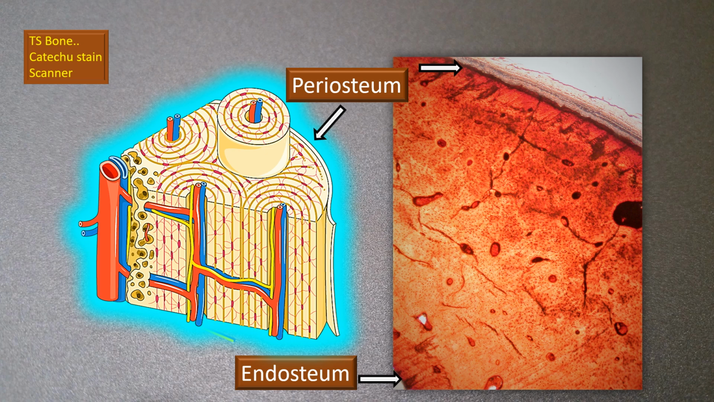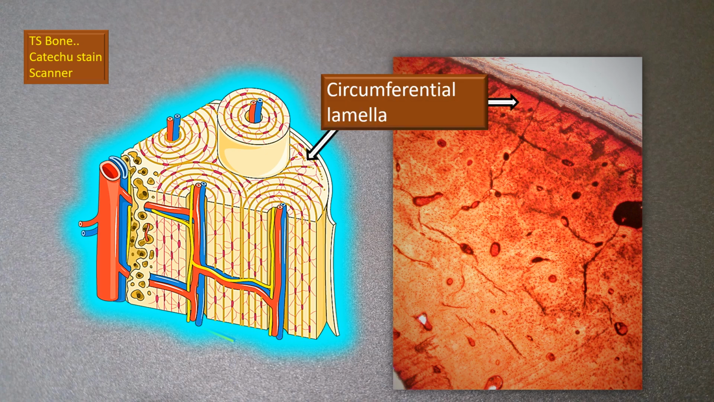Next, immediately underneath the periosteum are the circumferential lamellae. There are three types of lamellae: circumferential, interstitial and concentric. Concentric lamellae we have already seen. They are surrounding the Haversian canal and the whole unit forms a Haversian system. The circumferential lamellae is usually underneath the periosteum. There is a third type known as interstitial. I will cover it in the next few slides.